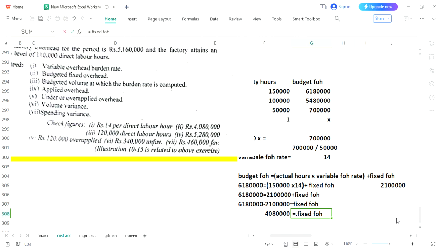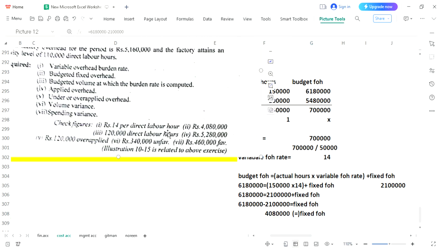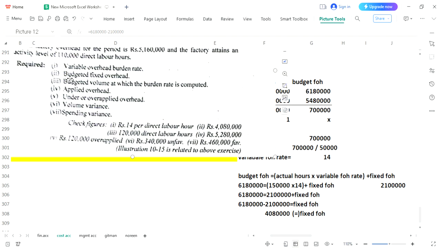Again, it is not accepting, and we'll have to change it. Like we can't use is equal to in Excel because it would be considered as your formula. So we can put bracket over here just to save it. So fixed FH is being calculated, that is 40 lakh 80,000. I'm hopeful it has been asked. So let's see. Budgeted fixed FH second point, and we have calculated 40 lakh 80,000 over here, and answer is also 40 lakh 80,000. Please note it down.